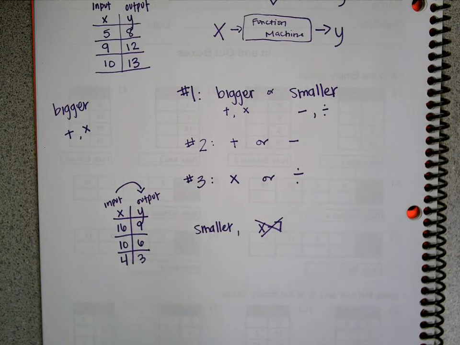Okay, so 16 divided by something is supposed to equal 9. Can 16 divided by anything equal 9? Well, yes, but we want to use whole numbers. And 16 divided by 1 is 16, so that's not it. 16 divided by 2 is 8, so that's not going to work. 16 divided by 3, that's going to give us a decimal. All right, so it doesn't look like division is going to work with a whole number.